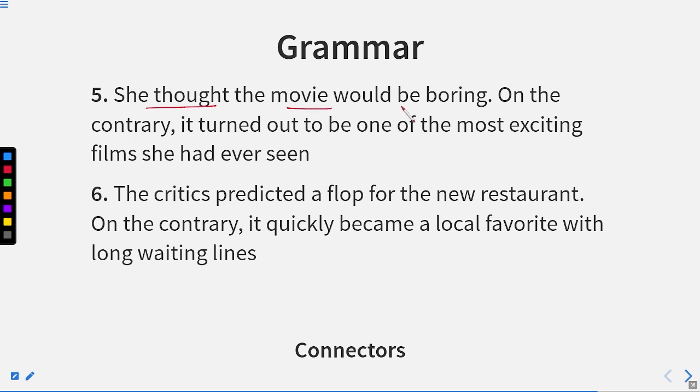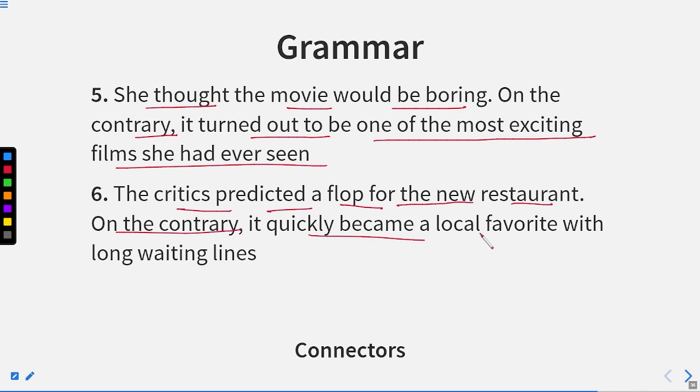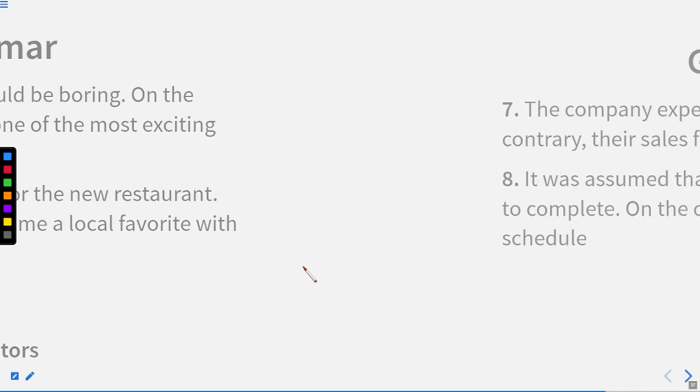She thought the movie would be boring. On the contrary, it turned out to be one of the most exciting films she had ever seen. The critics predicted a flop for the new restaurant. On the contrary, it quickly became a local favorite, with long waiting lines. So, this is how we can show on the contrary in the sentence, just opposing the previous statement.